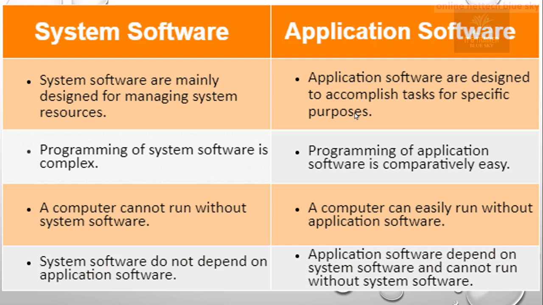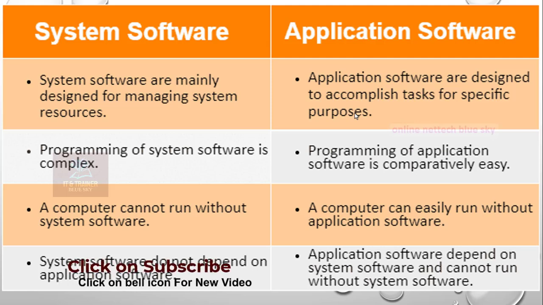A computer can easily run without application software. You can start a computer without application software, because whether you install applications or not makes no difference; they are not necessary. You use the system software. So without application software the computer starts, but without the main software your computer cannot start. The fourth point: system software does not depend on application software.